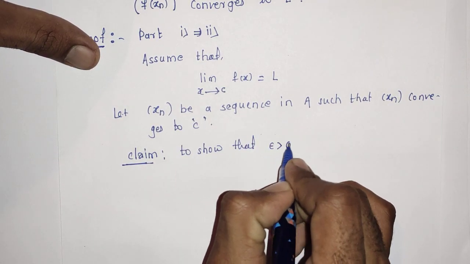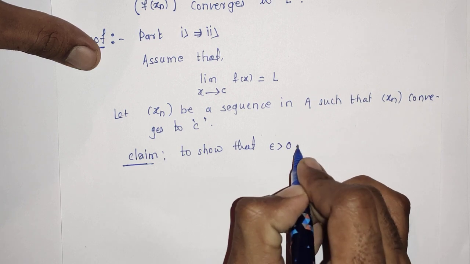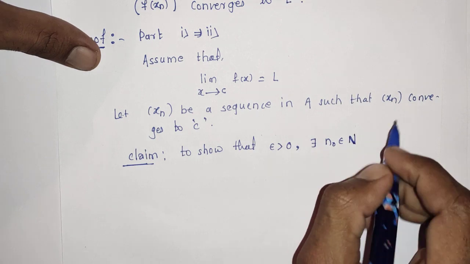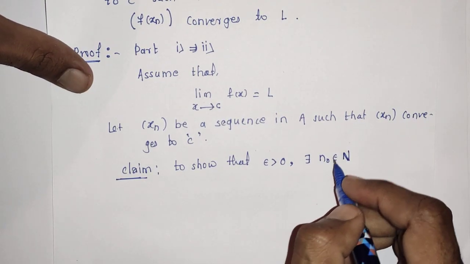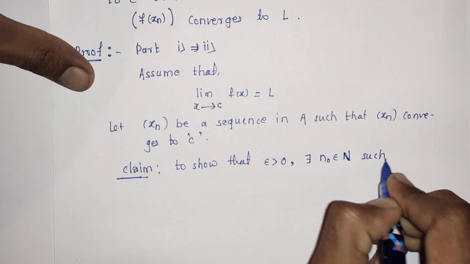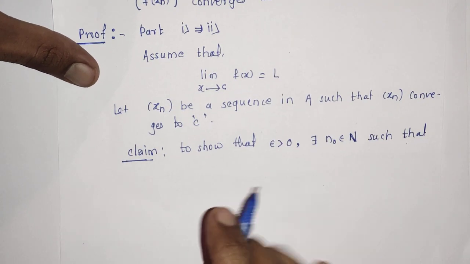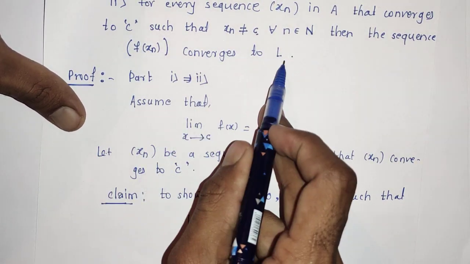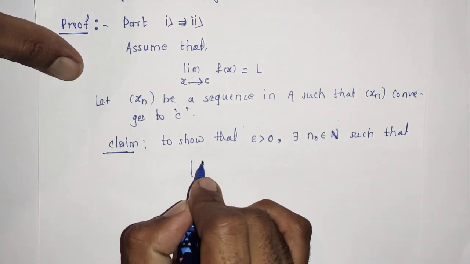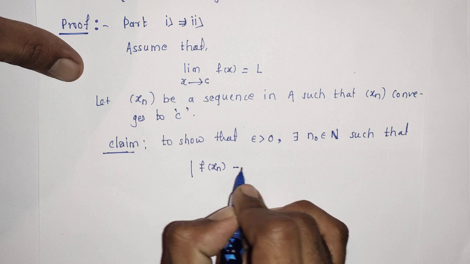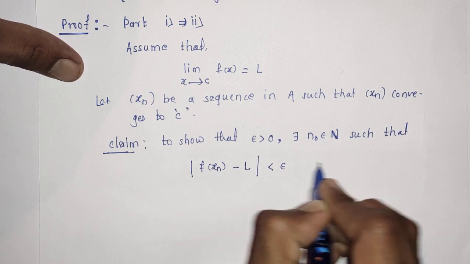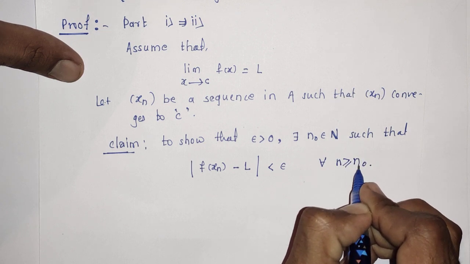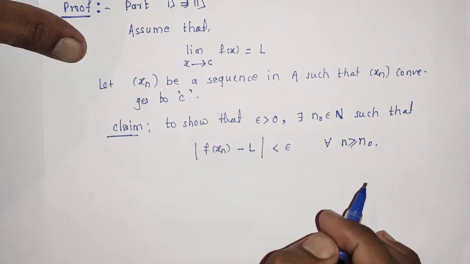Our claim is to show that for epsilon positive, we can use the epsilon definition of convergence of a sequence. For epsilon positive, there exists some n naught belonging to the set of natural numbers, because n is already taken here, such that mod of f of xn minus L is less than epsilon for all n greater than or equal to n naught. This is the definition of the limit of a sequence that we have seen in the second chapter.